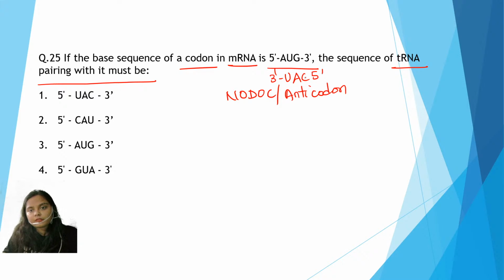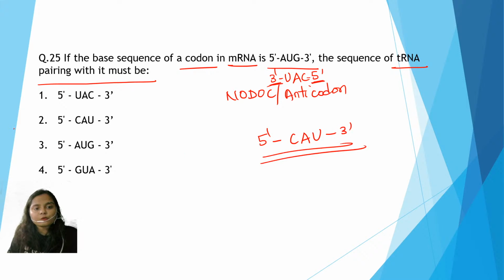UAC. Its complementary sequence becomes UAC, and the ends also become complementary, 3' to 5', right? But now the options are given from 5' to 3'. So you have to read the information from 5' to 3', because this is how the options are given here. This is the mistake which we generally do. Reading the information from 5' to 3', it becomes CAU. So the right answer becomes option number 2.